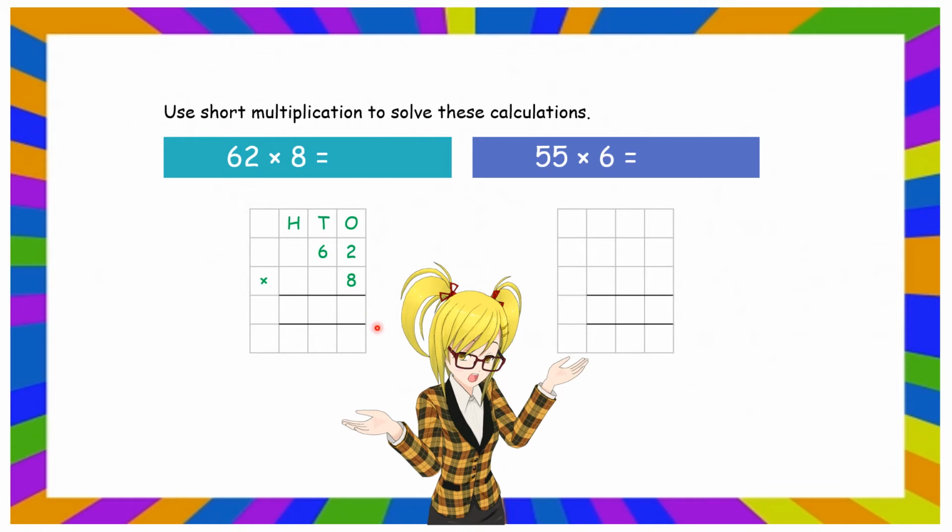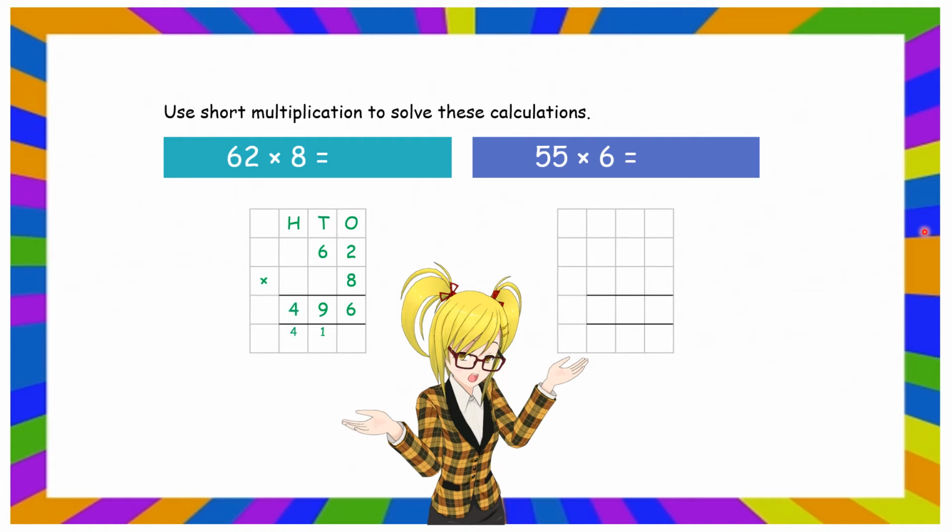62 multiply 8. So we know that 8 multiplied by 2 is 16. So I'm going to write 6 and I will exchange the ones to the tens place, and then I'm going to have 8 multiply 6. 8 times 5 is 40, 8 times 6 is 48. So 48 plus the 1 we exchanged will be 49. So I'm going to write 9 and exchange the 4 tens down to the hundreds. So I'm going to have 496 at the end.